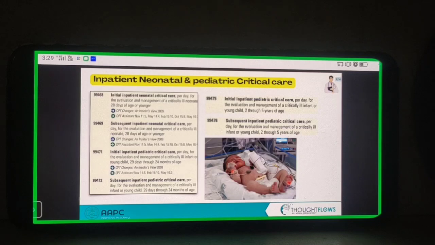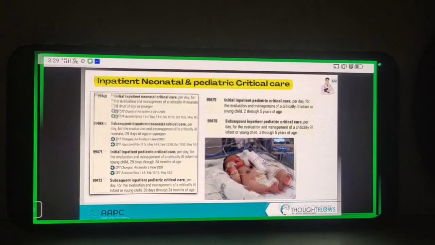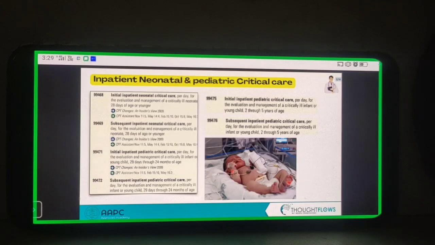So here we are reporting the critical care code based on the patient age. 99471 for initial, 99472 for subsequent. Now check the age for 99475 and 99476: 2 to 5 years.